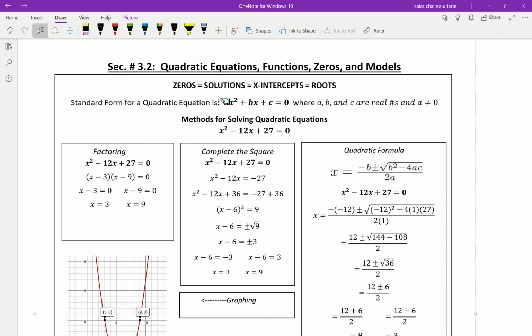So a lot of what we're going to be doing is setting the quadratic equation equal to 0. In a sense, what we're doing right there is setting our y value equal to 0. What that means is that we're trying to find x-intercepts of the graphs of quadratic expressions. And by the way, up here they tell us that zeros, solutions, x-intercepts, and roots all mean the same thing. They're just the solution to a quadratic equation. So if you set it equal to 0.